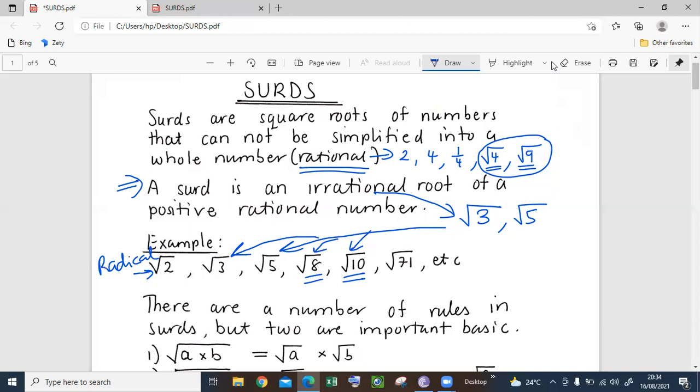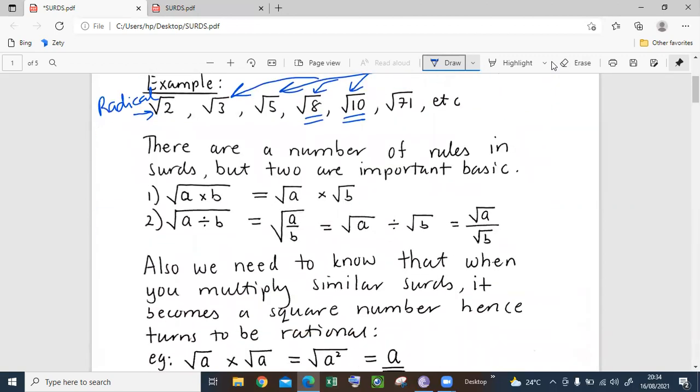Now, under surds, we have two main rules. The first main rule: when you have a number multiplied by another number inside the root, it is the same as separating the first number and the second number. The second rule: if you have one number divided by another inside the root, we can write it as a fraction to mean division, because dividing a number is the same as writing it as a fraction. This is the same as splitting the two numbers separately. These are our two main rules under surds. As we go on, we shall see many examples of them.